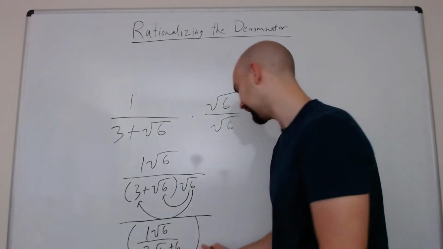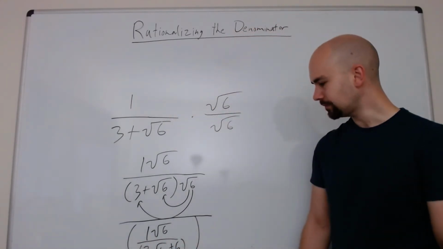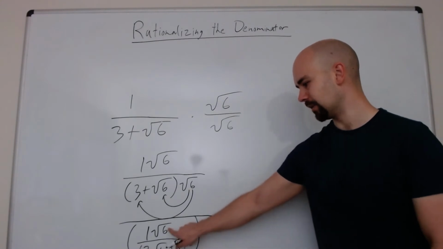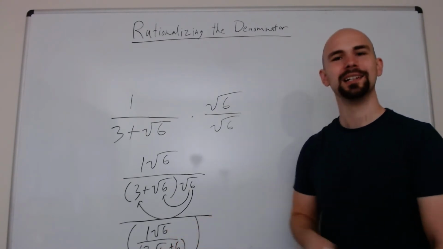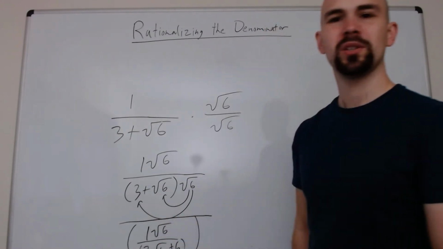Now this entire thing is its own factor, and you can't cancel the square root of 6 with the square root of 6 plus 6. This addition in there makes it not work. So this is not going to produce a rationalized denominator.